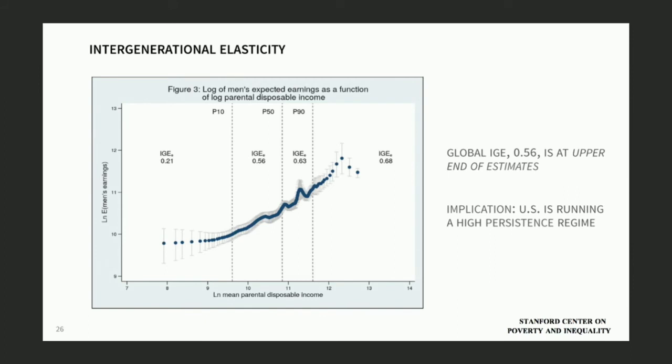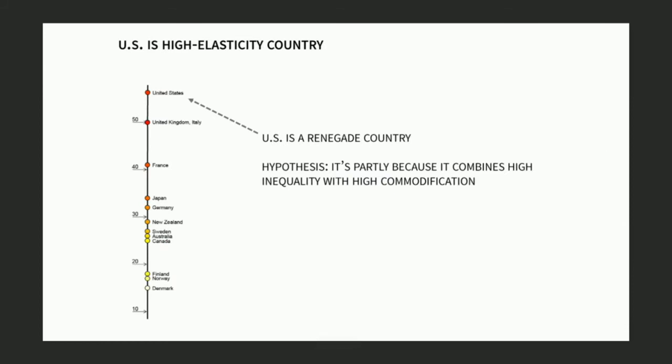How do we compare against other countries? We're a renegade country. We have an elasticity that's much higher than that of most other countries in the world, and it's partly because we combine high inequality with high commodification. That is, we say we're going to put opportunity on the market, we're going to sell it, and then we have extraordinarily high inequality that means that those at the top had the money, more so than in other countries, to buy that opportunity.